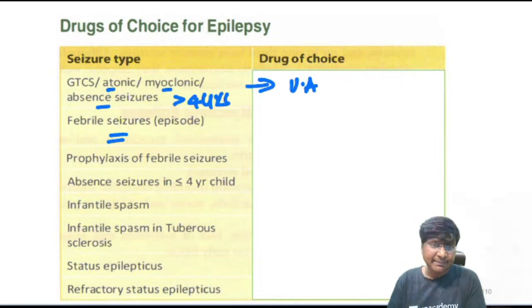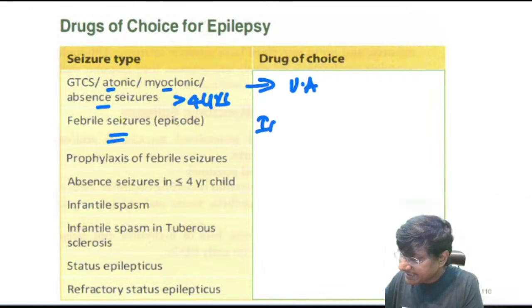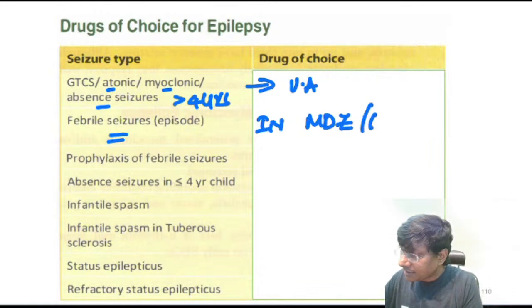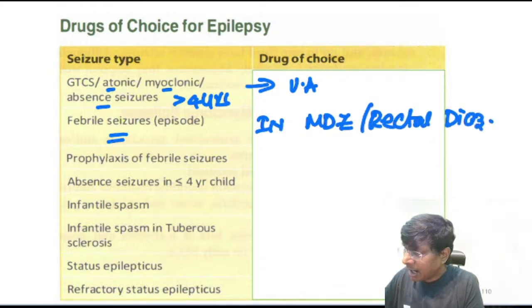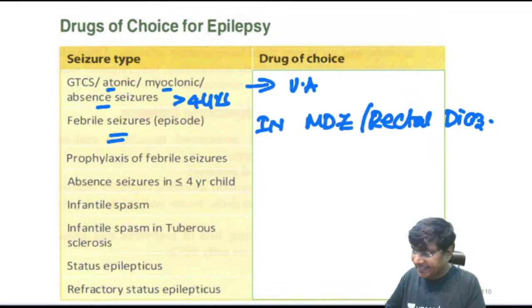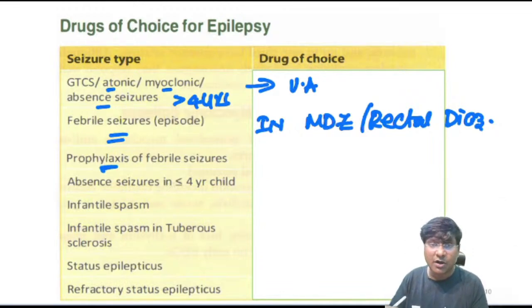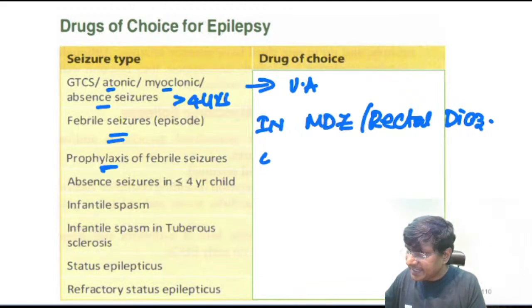Febrile seizure during the episode, the drug of choice will be intranasal midazolam or rectal diazepam. Right, then what is the prophylaxis of the febrile seizures? Prophylaxis of the febrile seizures is oral diazepam.